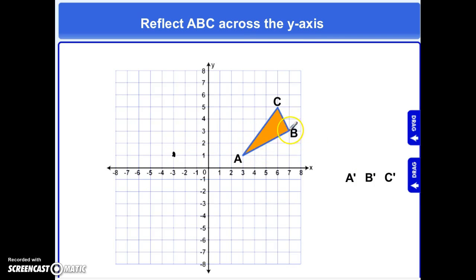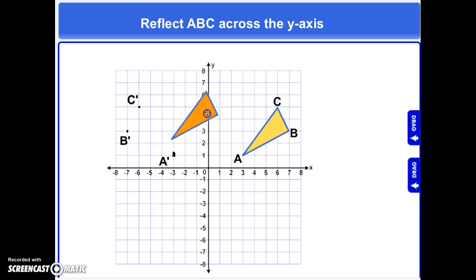Point B starts 7 units away from the y-axis and 3 units up. So we're going to go in the opposite direction over the y-axis, 7 units and 3 units up, and that should be point B prime. Point C is 6 units from the axis and 5 units up. So we're going to go 6 units from the y-axis in the opposite direction and 5 units up. So there's our point C prime. We can label it A prime, B prime, and C prime.